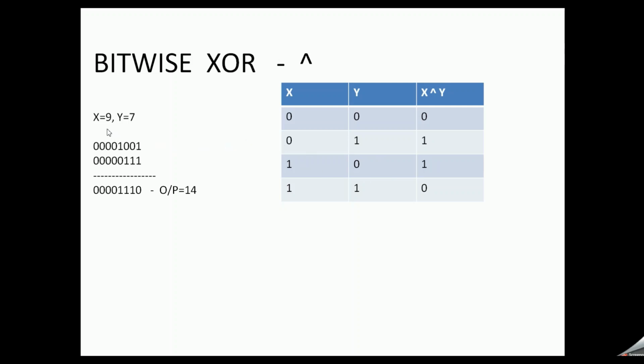So if we take x equal to 9, y equal to 7 and perform the XOR operation, 1 and 1 becomes 0. 0 and 1, 1. 0 and 1, 1. 1 and 0, 1. Both of them 0, the output is 0. So when we do 9 XOR 7, the output we get is 14.